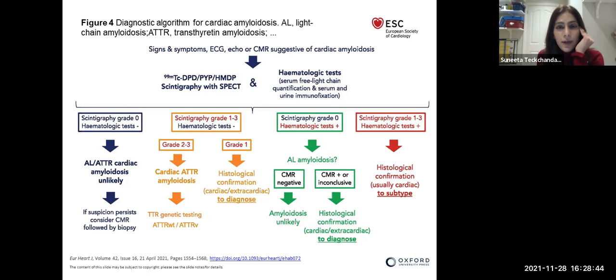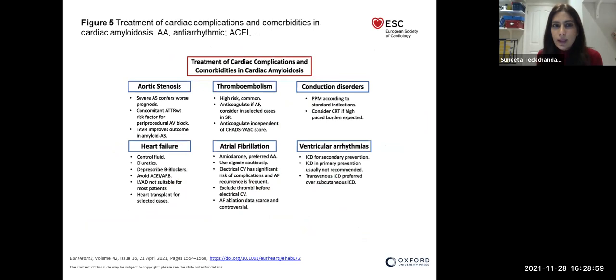And scintigraphy grade 1 to 3 with hematological test positive, then this is more or less histological confirmation, usually the cardiac subtype of the AL amyloidosis. Is that all right? Shall we move to the next slide? So that was more or less our diagnosis of cardiac amyloidosis.